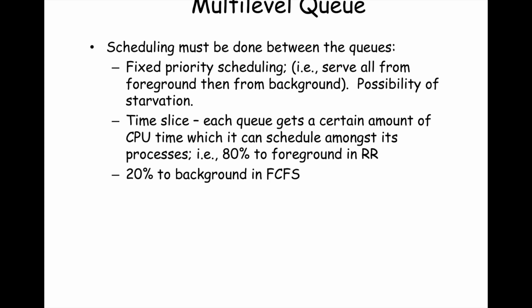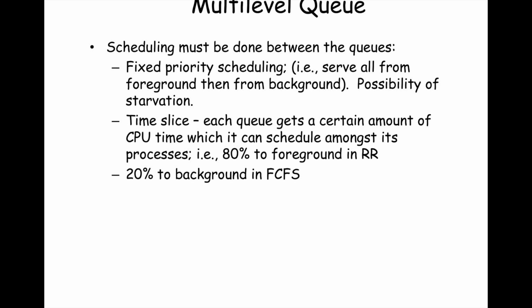So scheduling must also be done between the queues. There are many ways that you can have the scheduler interact with the foreground queue and the background queue. You could have a prioritization scheme. Perhaps if there is anything in the foreground queue, the scheduler is going to prefer it. So if there's any process waiting for service in the foreground queue, it's going to pick that before it picks anything in the background queue.